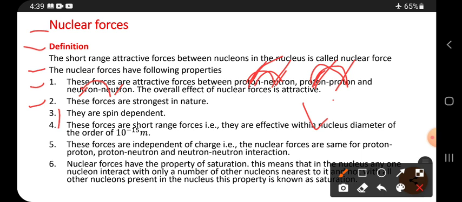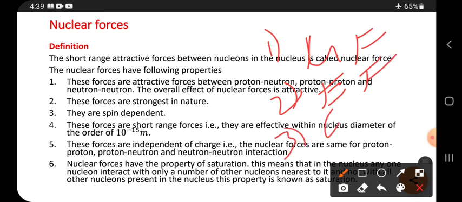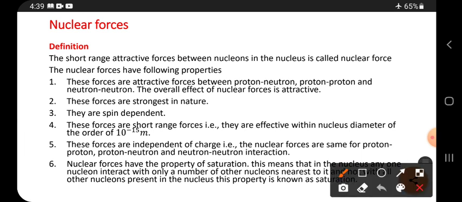Second, these forces are the strongest in nature. In general, how many forces do we have? One is gravitational force, then electrostatic force, third is magnetic force, and fourth is nuclear force, which is the strongest force. Why is it strongest? Because it can act between the nucleons at a very short distance. That is why this force is the strongest among all the forces.